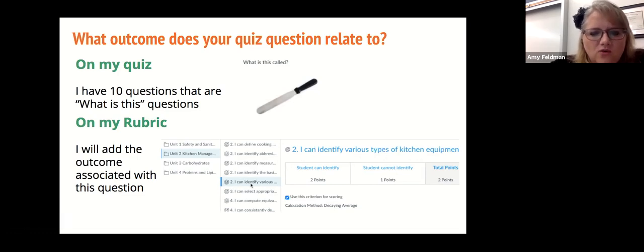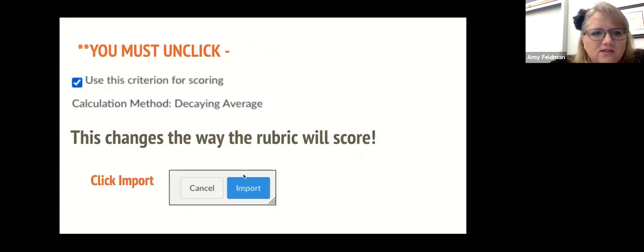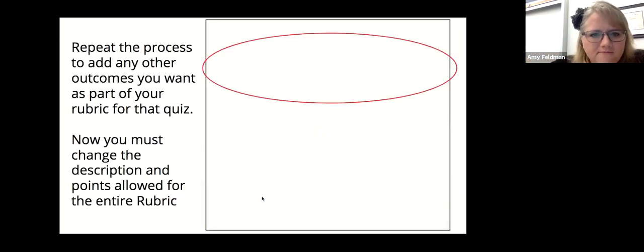So I'm going to add an outcome associated with those 10 questions, which is I can identify various types of kitchen equipment. That learning target, I'm going to click on it and it's going to add to my rubric. So I'll show you. When you are importing outcomes into a rubric, you have to unclick this little use this criterion for scoring. And I'll show you why in just a minute. Once you have added all the outcomes that you want in your rubric, then you click import.